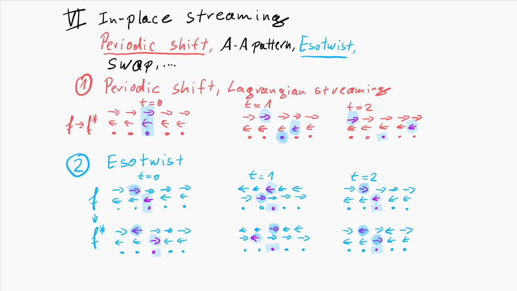In Esoteric Twist, we keep the data locality, and what we do here is a combination of both pull and push, but we also write the data to the position where we originally read it from. Here we distinguish between the pre-collision state and the post-collision state.